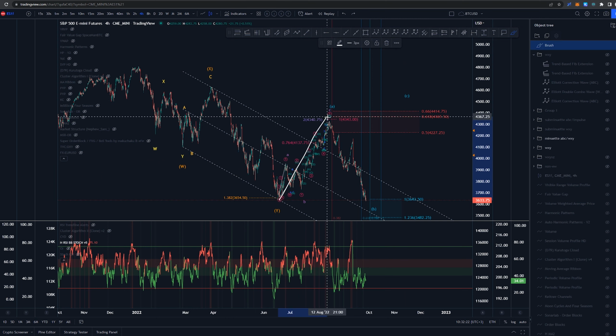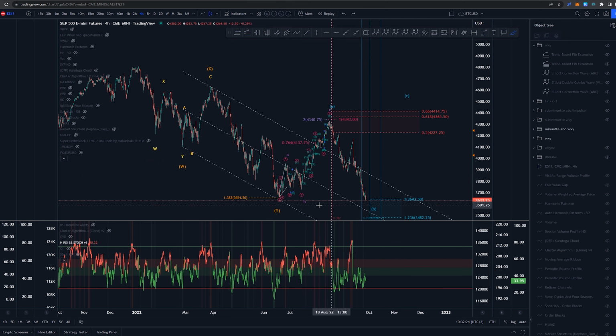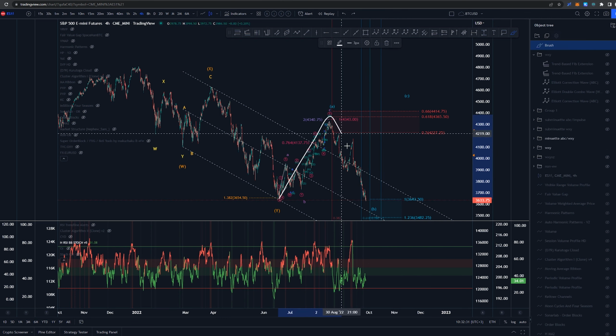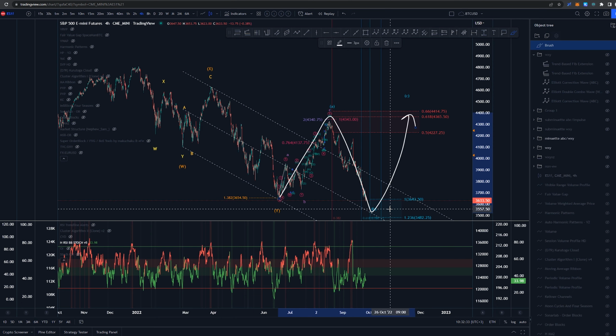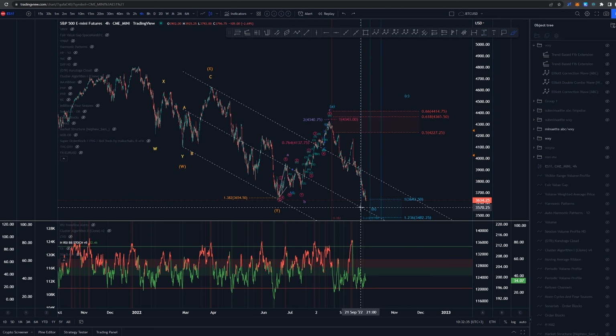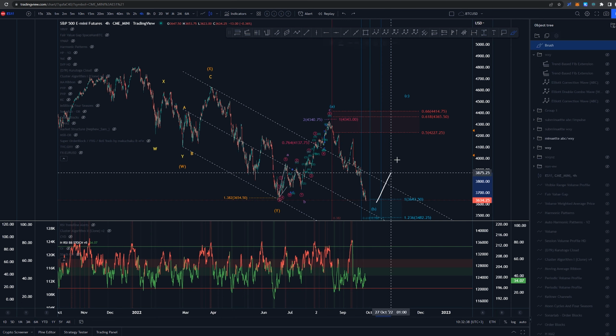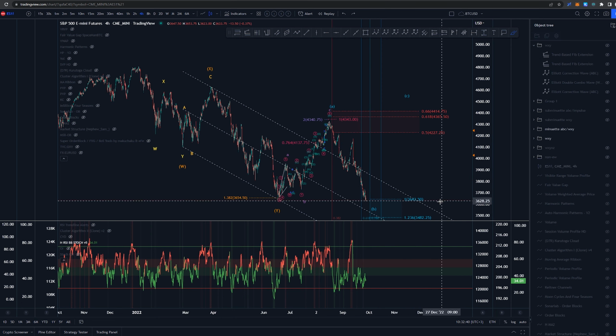We had the possibility of having this as a WXY, but now we have already taken out the start of this whole wave structure, meaning that it is more likely to have this as a B and C, rather than a combination of corrections. So that's why I prefer this, and we would be looking for a five-way structure off of here.